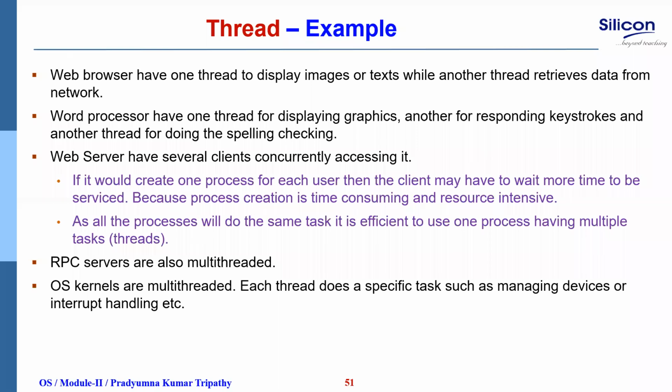Suppose you are accessing Google, you can think of how many millions of hits there will be. So it is not creating a process for each user, for each client. Rather, it goes on creating threads. As all of them will do the same task, it is efficient to use one process having multiple threads. Instead of creating multiple processes, it will create one process and may have multiple threads. Correct?